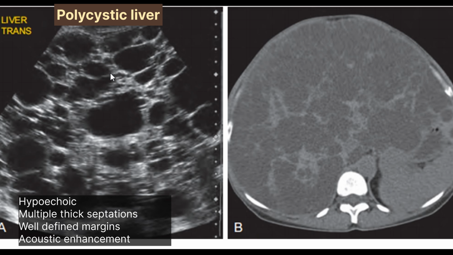Now this is another interesting case. We can see a polycystic liver disease, and the transverse view of the liver shows multiple simple cysts with little detectable normal hepatic parenchyma, and they are mostly rounded and show acoustic enhancement with regular margins. CT correlation shows similar findings to those detected in the ultrasound.